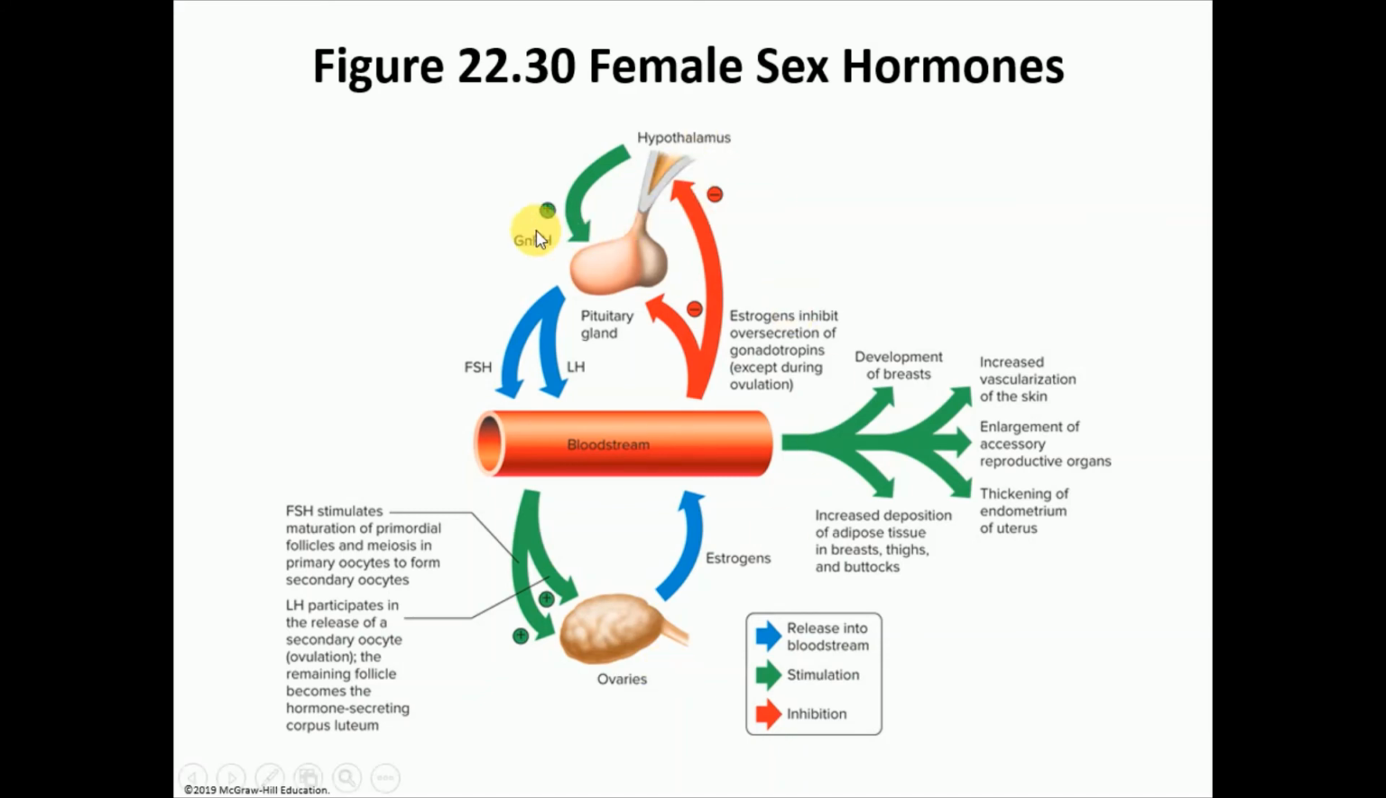Again, the hypothalamus makes the gonadotropin releasing hormone to stimulate the anterior pituitary to make both FSH and LH. Now, FSH is going to stimulate the maturation process. Now that maturing egg will start making estrogen, while LH is going to stimulate the process of ovulation. When ovulation happens, now that corpus luteum is going to start making progesterone.